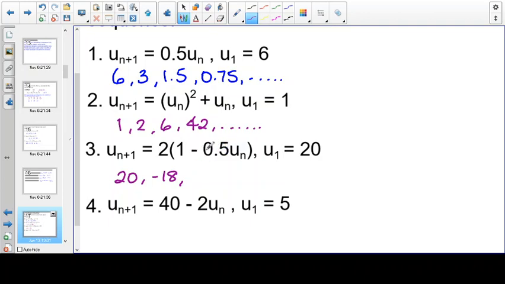I get minus 9 even. 1 minus minus 9 is 10, times 2 is 20. Then I'm going to get minus 18 again, and so on.